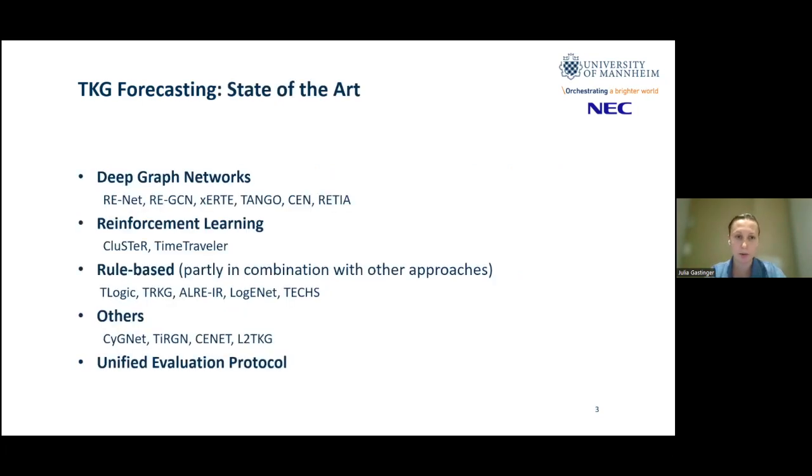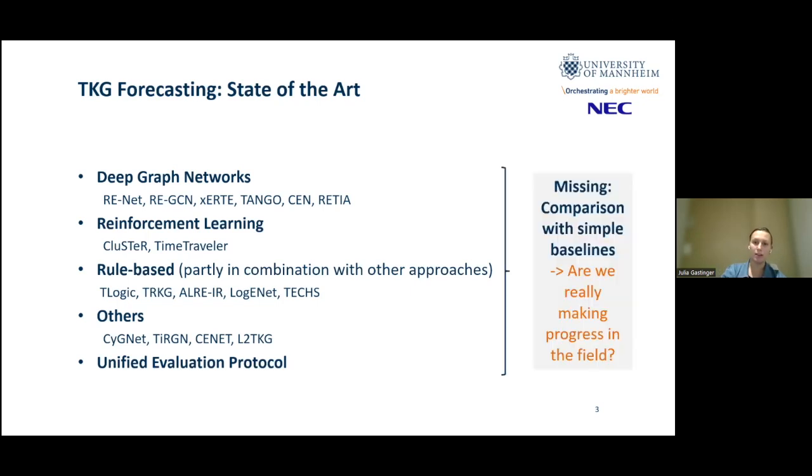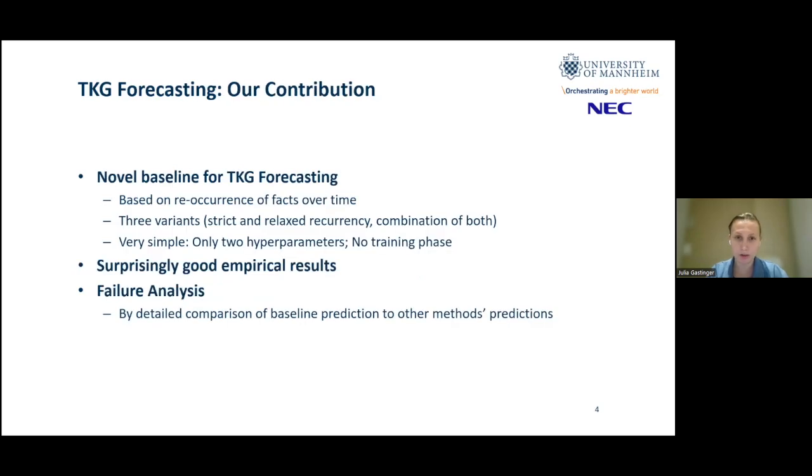There is quite some related work on temporal knowledge graph forecasting. I'm just going to give a brief overview. So we have some work on deep graph networks. We have some work which uses reinforcement learning. We have some rule-based approaches, some which combine other approaches, and some other contributions which cannot be placed in the above categories. And then there has been a unified evaluation protocol presented to evaluate all of them. What has been missing so far is, however, a comparison with just some simple baselines to somewhat grasp if we are really making progress in the field or not so much. And this is now where our contribution comes into place.